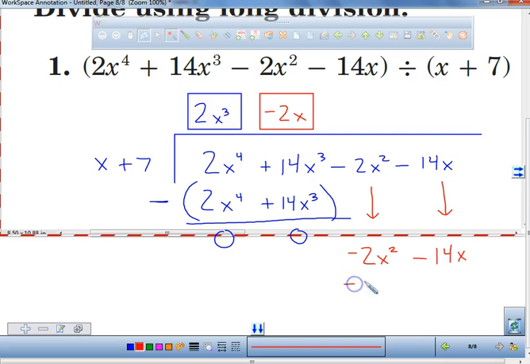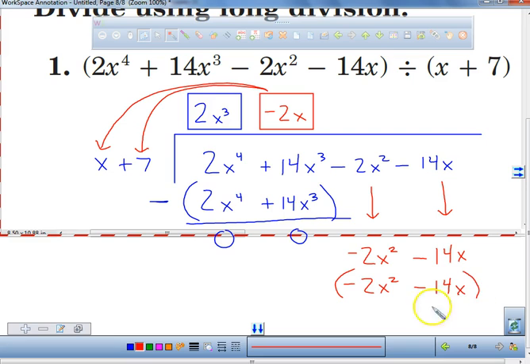So I'm going to write negative 2x squared. What I'm doing is I'm taking this and multiplying it to the x to get this. Then I'm going to take this and multiply it to the 7. And what's negative 2x times a 7? Negative 14. Now, we're not going to add these together, right? We're not adding them. What are we doing? We're taking this whole thing away.